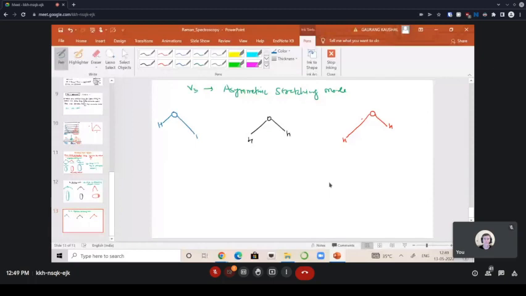If you draw the polarizability ellipsoid, it will have a shape like this. In this type of stretching there will be a change in the major axis. Actually, the direction of the polarizability will change. If the initial direction was like this, the direction of polarizability will now be like this. Shape and size will remain the same, but the direction will change.